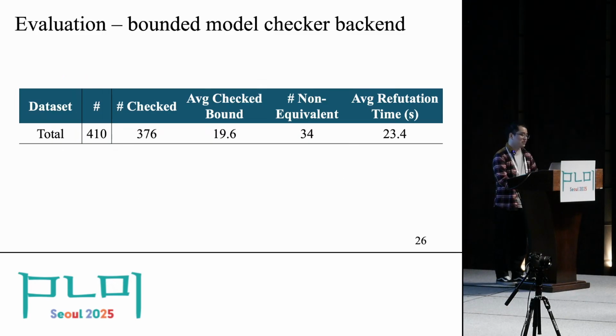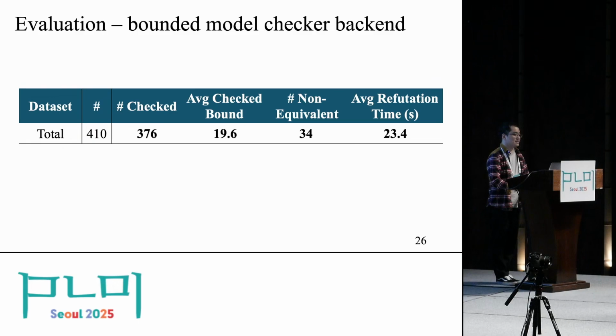When using VeriEQL as a backend, we can check equivalence for all benchmarks. Among them, 376 are proved equivalent with an average bound of about 20, and only 34 are refuted with counterexamples in an average refutation time of 23.4 seconds. We manually inspected all these counterexamples by executing them on MySQL and Neo4j databases, and confirmed that they were all valid and can produce different results.